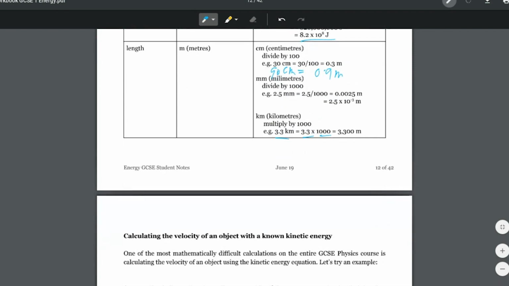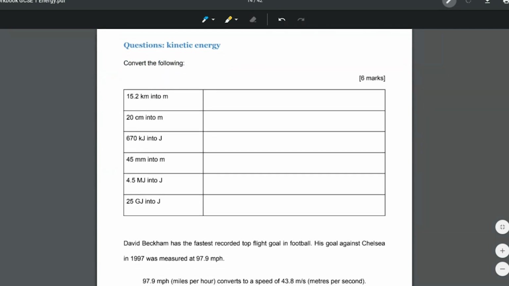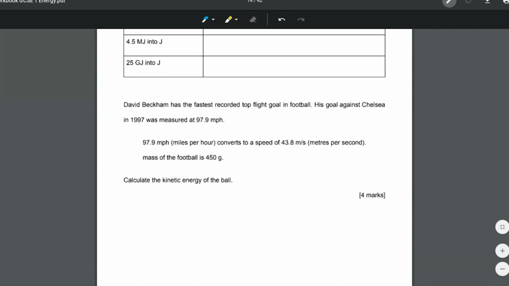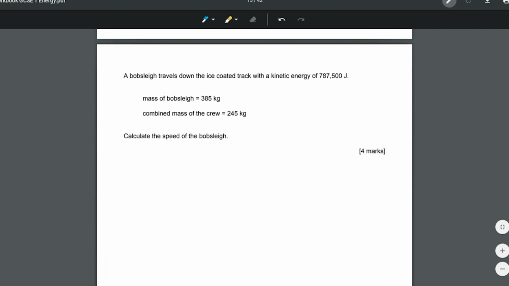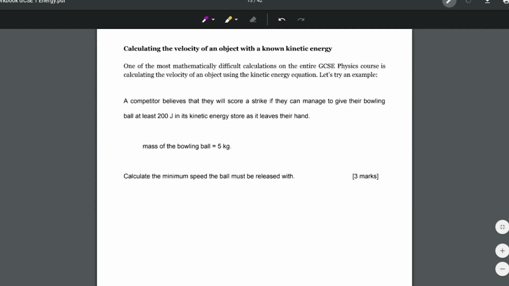So you need to be able to convert those, and they will be assessed in the questions at the end of it when we're practicing conversions and doing our calculations for kinetic energy as well. The final idea is calculating the velocity of an object if you know its kinetic energy. Now, it's one of the most mathematically difficult calculations on the entire course, so it's coming quite early in the GCSE course. Let's have a look at how we would go about calculating this.